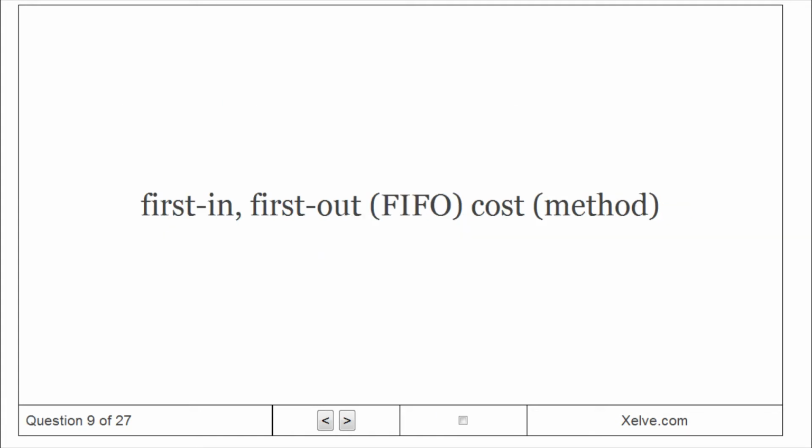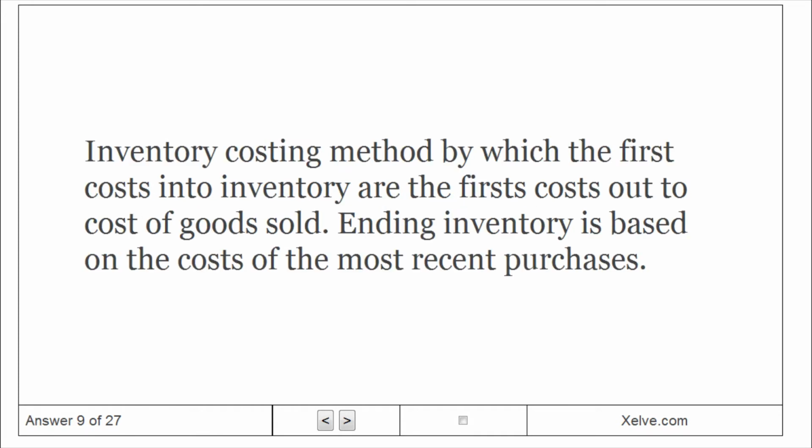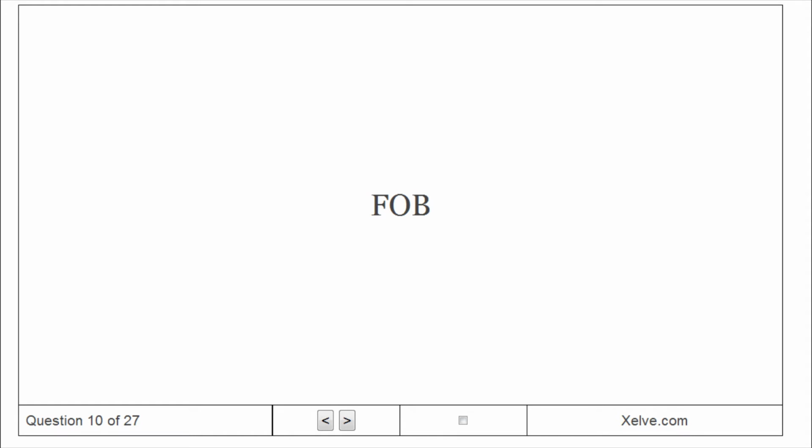First in, first out cost. Inventory costing method by which the first costs into inventory are the first costs out to cost of goods sold. Ending inventory is based on the costs of the most recent purchases. FOB.